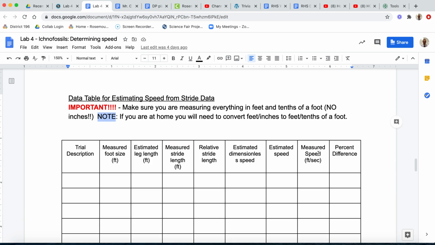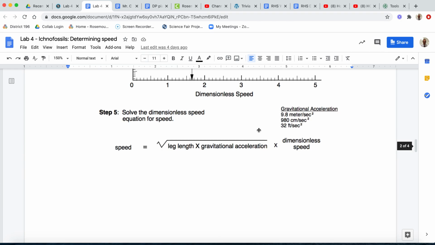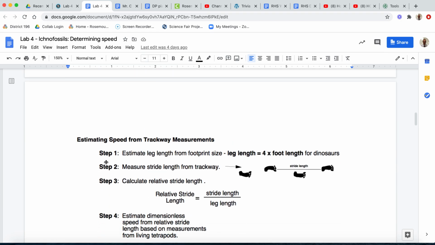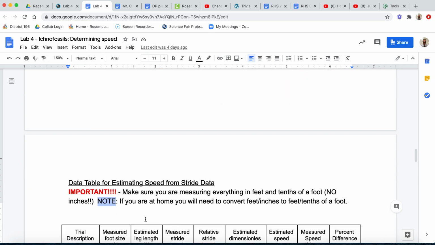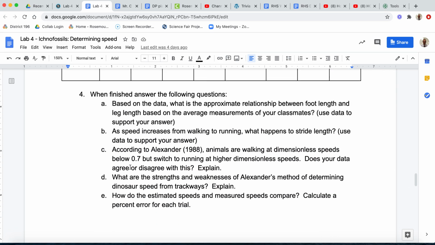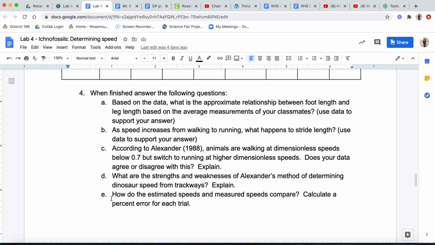The measured speed is just from that formula up at the top. It's distance over time, so 30 feet divided by how long it took you to do that, and then you'll use that percent error calculation up at the top to figure out that percent. It could be negative, could be really big, could be really small, but whatever it is, that's what you're going to put there. If you get lost, just follow these steps here. Use this graph. Use Notability to draw those straight lines to get your dimensionless speed. Fill out that table, and then the last thing that you're going to do is answer the questions in 4.